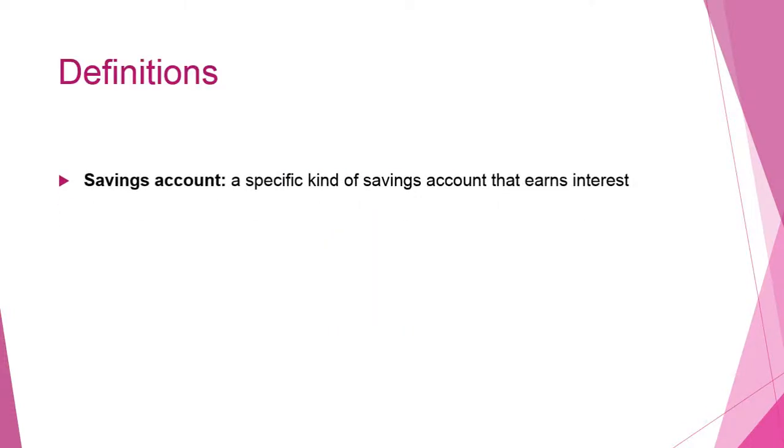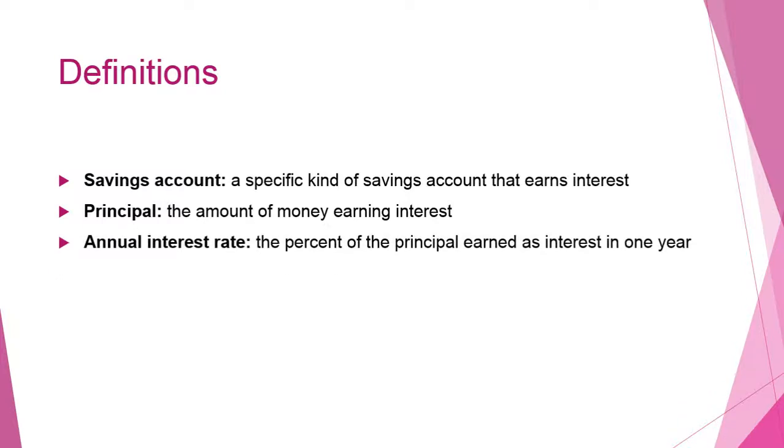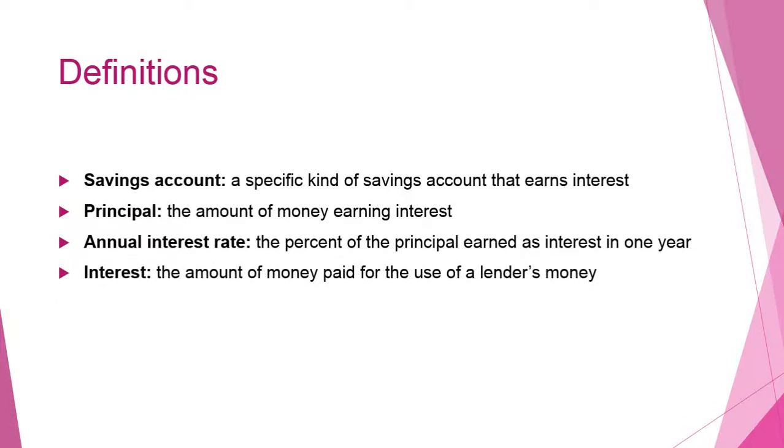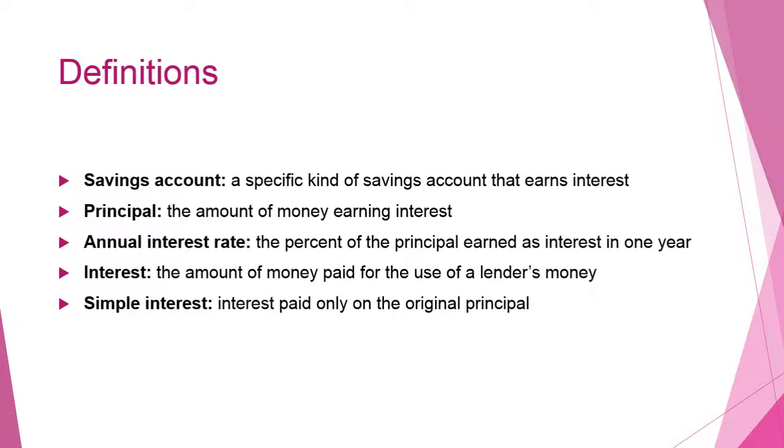Here are some definitions. A savings account is a specific kind of account that earns interest. A principal is the amount of money earning the interest. Annual interest rate is the percent of the principal earned as interest in 1 year. Interest is the amount of money paid for the use of a lender's money. Simple interest is interest paid only on the original principal. Simple interest is the money paid only on the principal, which is the amount you put in.